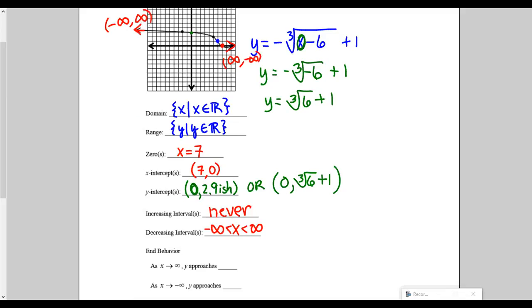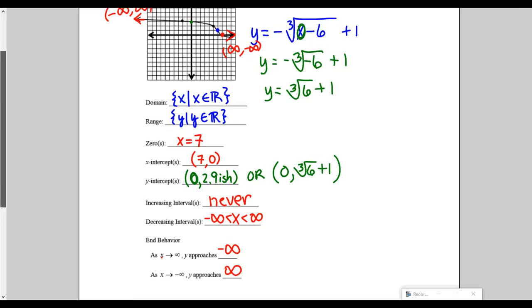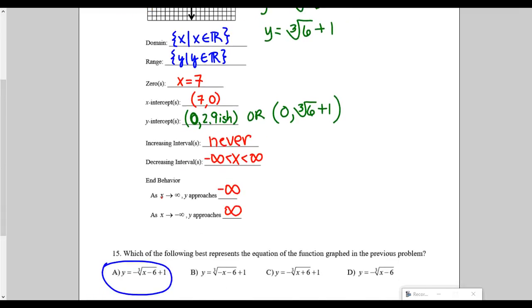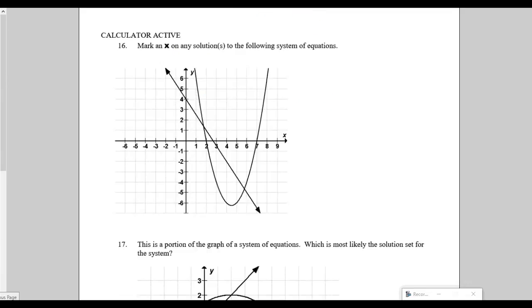Okay. All right, the end behavior. As x approaches infinity, that was this one over here, y was approaching negative infinity because it was down. And over here on the left, as x approaches negative infinity, it was pointing up, so y approaches infinity. And then we already answered the one on the bottom there, so we're ready to move over to the next page.